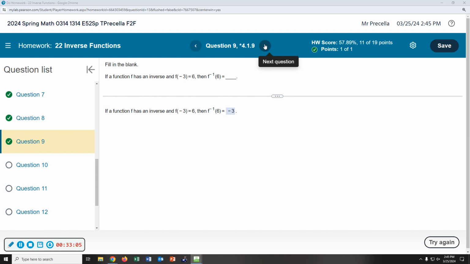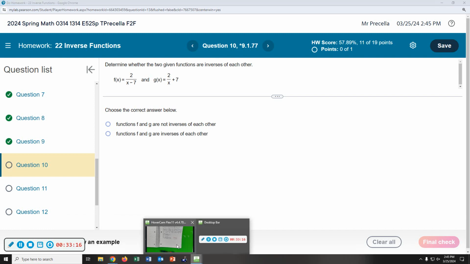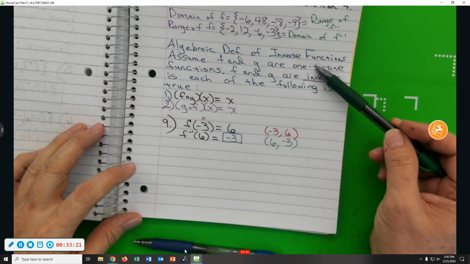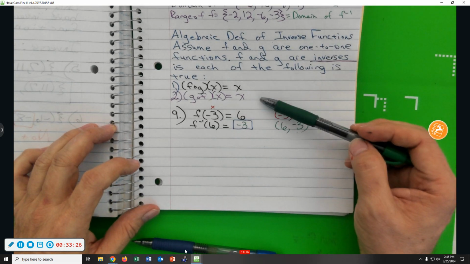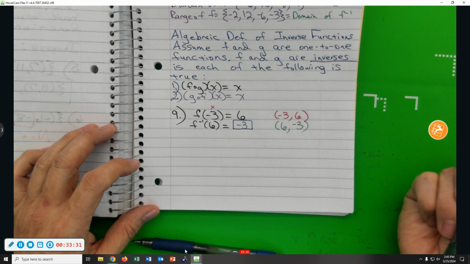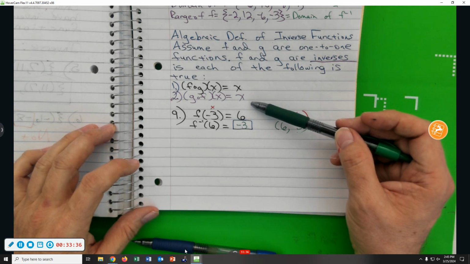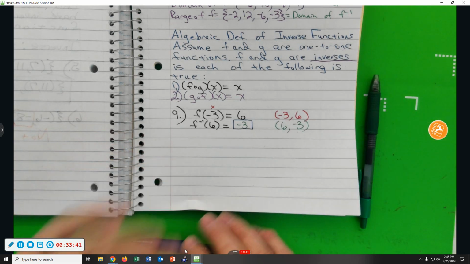Now, let's look at number 10. This is what I was trying to get you ready for a moment ago when I stated the formal definition of inverse functions. If you have two functions and you're wondering, are these things inverses? You know how to find their compositions. Find the compositions the way you did in that assignment 1 week ago. If everything reduces to x, then great, they are inverses. If something doesn't cancel out, then they are not inverses. So let's write down number 10.